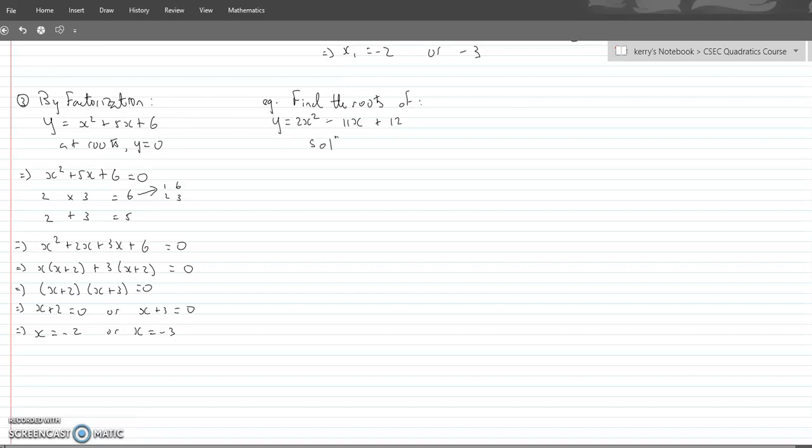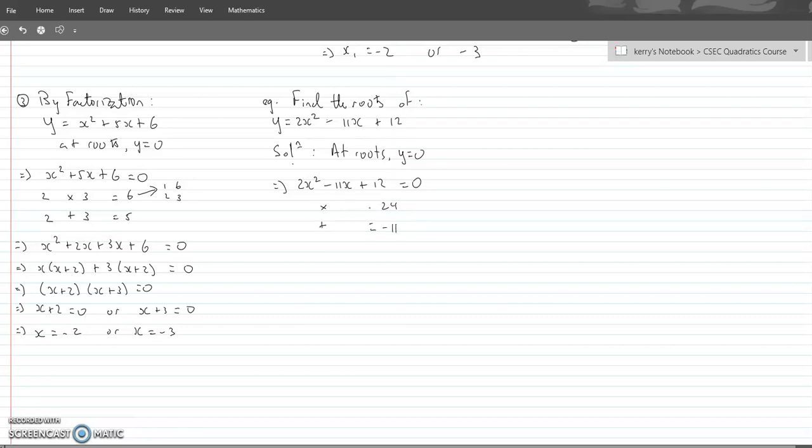So our solution is that at the roots, y is equal to 0. So you let this be equal to 0. You get 2x squared minus 11x plus 12 is equal to 0. Now let's do this by factorization. You're looking for two numbers that, when multiplied, give us 24, and when added, give us negative 11.